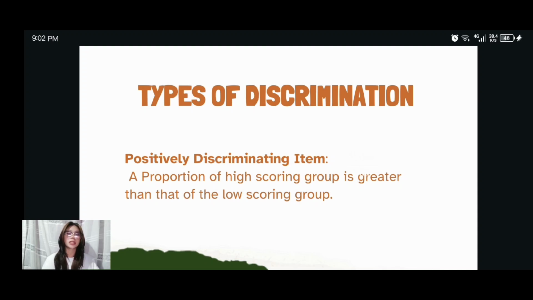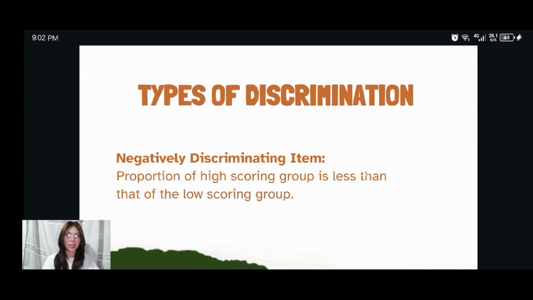Next is we have the negatively discriminating items. This means a test item where the proportion of the high scoring group answering correctly is less than the proportion of the low scoring group answering correctly.